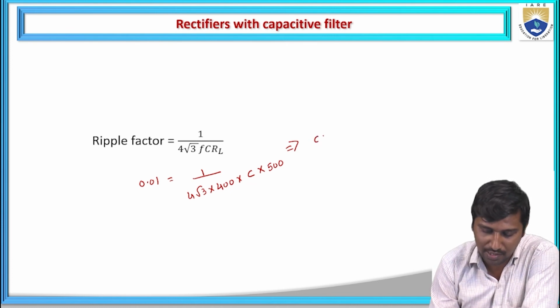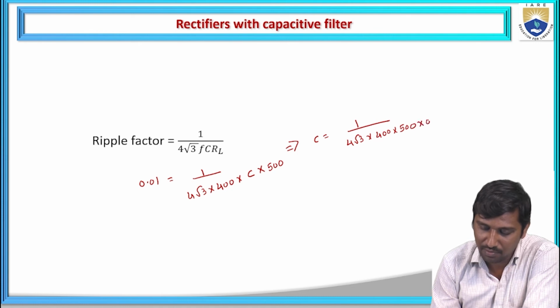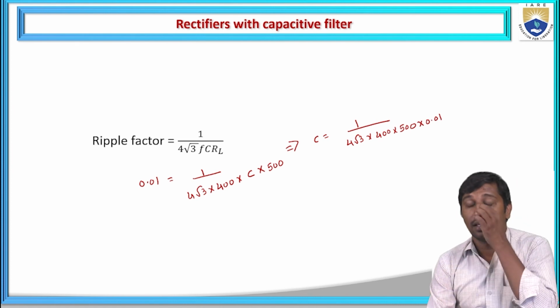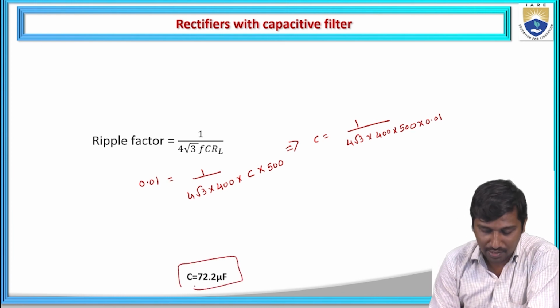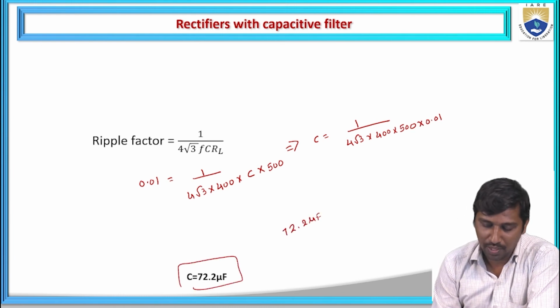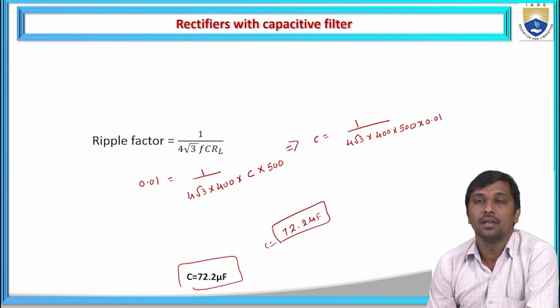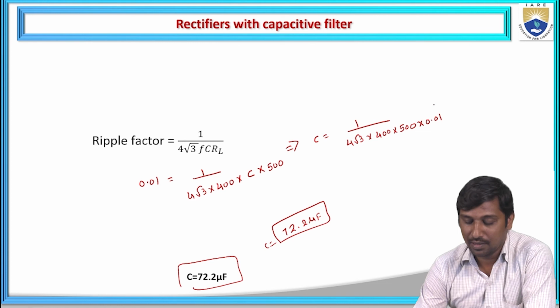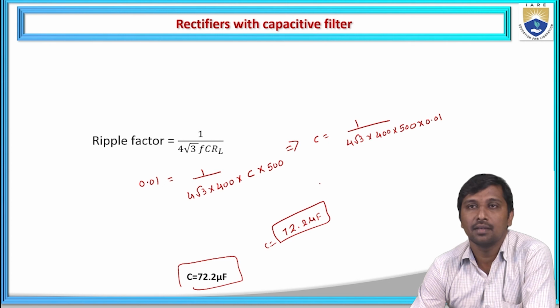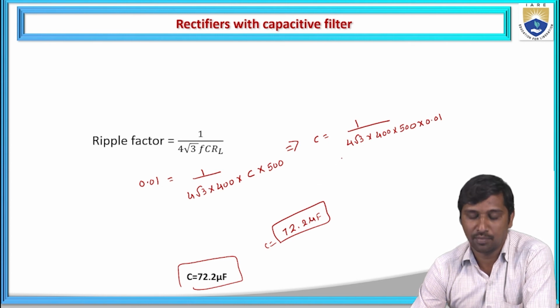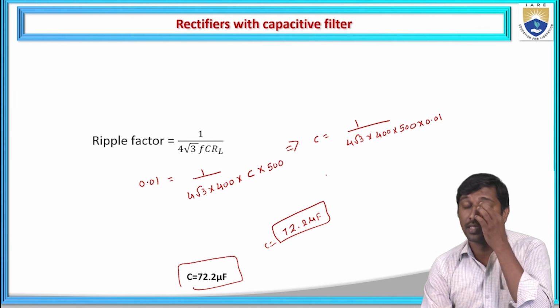So how to calculate C? C is equal to 1 by 4 root 3 into 400 into 500 into the ripple factor, which I'm taking outside, that is 0.01. After solving the ratio, the capacitance is 72.2 microfarads. With this load resistance and capacitance, the full wave rectifier produces a ripple factor of only 10%, that is equal to 0.01.